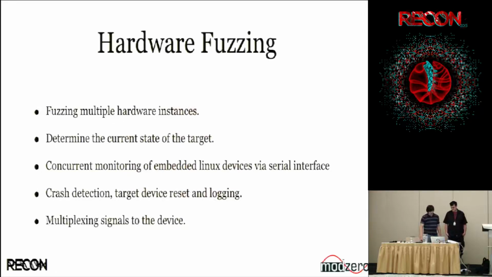The interesting thing about hardware fuzzing is that you can do things like determine the state of the hardware itself. I'll get into a specific example in a second, but you can basically use the protocol talking to the device to see if it's crashed or not. You can do this completely automated in hardware without any sort of user interaction. This is completely doable.